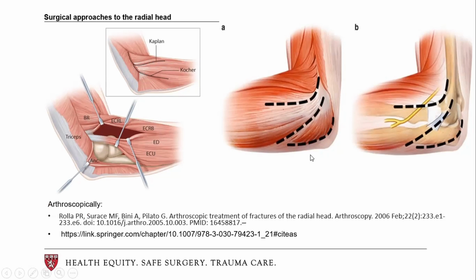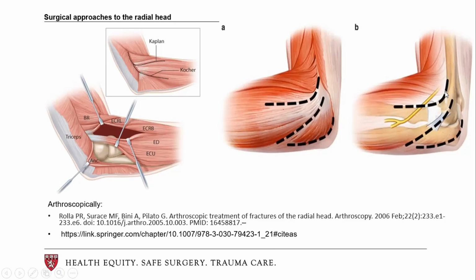There is another approach that has been described, the Wrightington approach. The Wrightington approach also uses this interval between the anconeus and the ulna. The only difference between the Wrightington and the Boyd's is that in the Wrightington, the surgeon will perform a supinator crest osteotomy. Sometimes getting the interval between the ECRL and the EDC can be difficult, so some people do an EDC splitting approach.